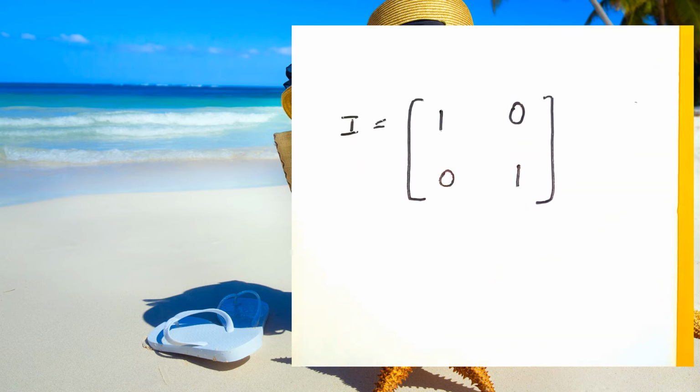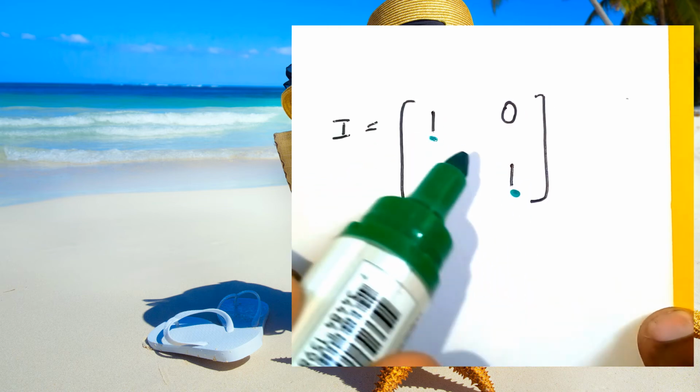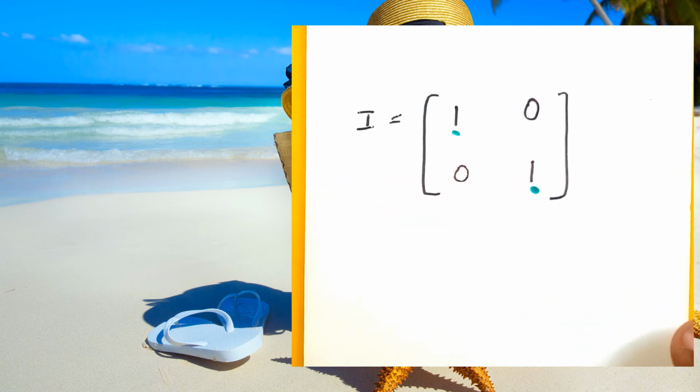Now, this is another type of square matrix, and it's very interesting because look at the elements. The elements are only ones and zeros. But this matrix is special and we call it the identity matrix. It has ones along its leading diagonal, and on the off diagonals, it has zeros.